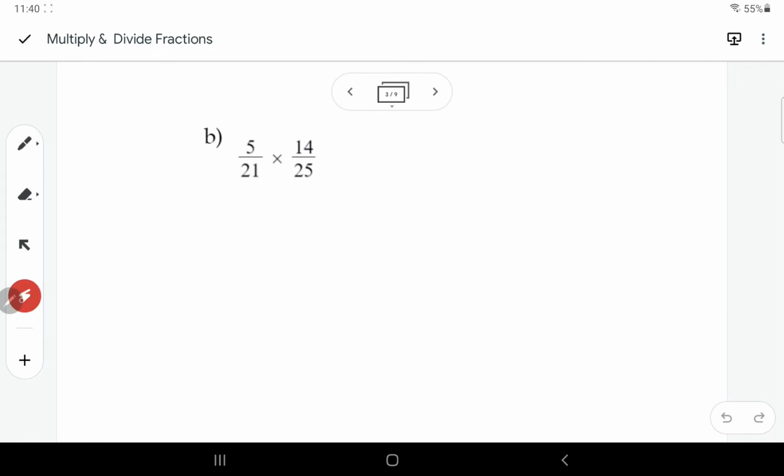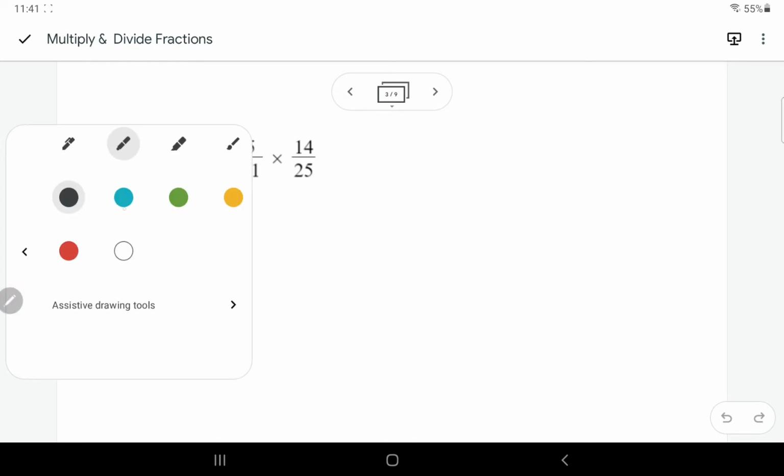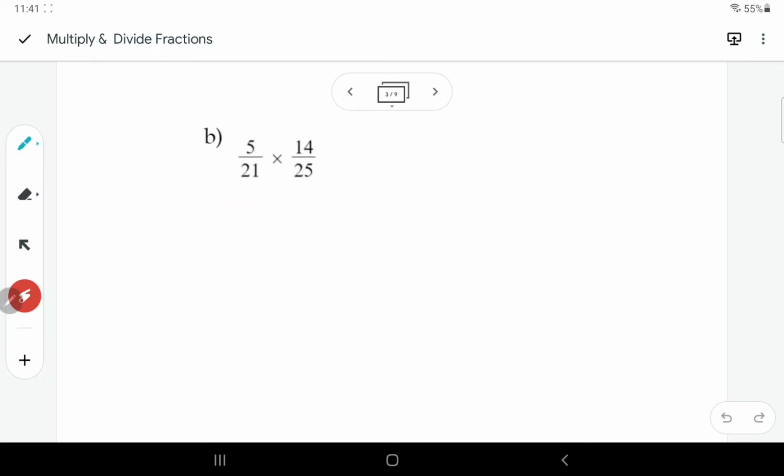So this next one is a good example of that. 5 over 21 times 14 over 25. If you multiply 5 times 14 and 21 times 25, you get really big numbers. And those fractions might be so big that you really don't want to have to reduce them. So we're going to look ahead and try and reduce ahead. So I want you to look at the numerator and the denominator of each fraction and say, is there something on the top and something on the bottom that I can divide evenly by the same number?